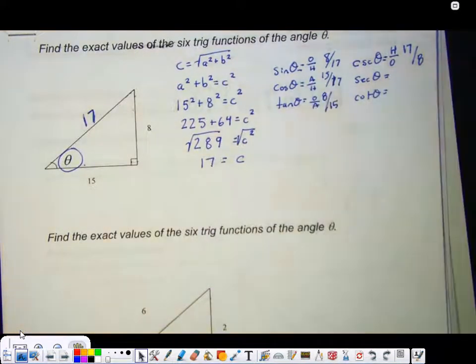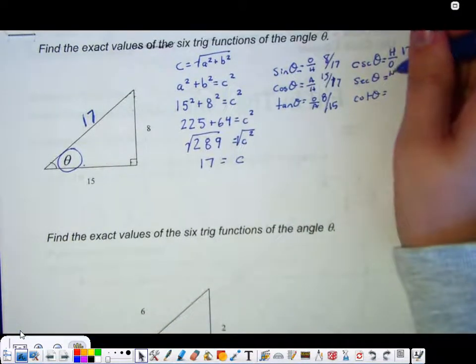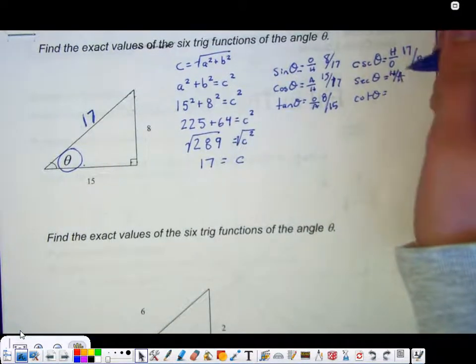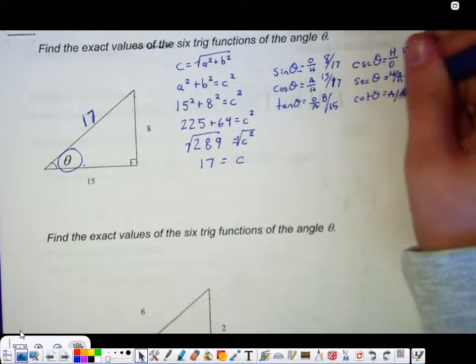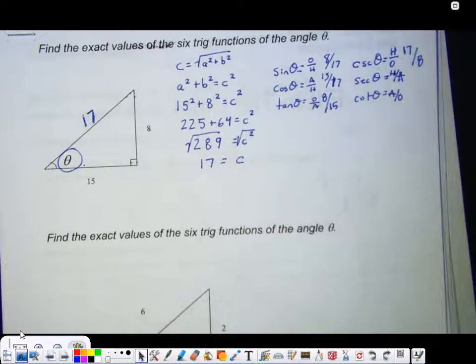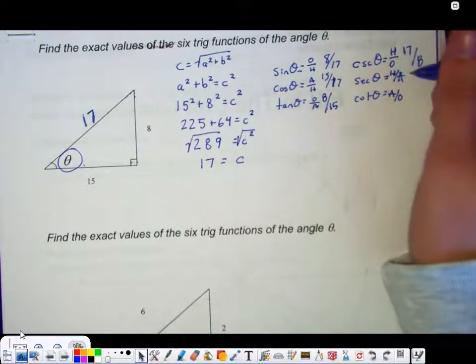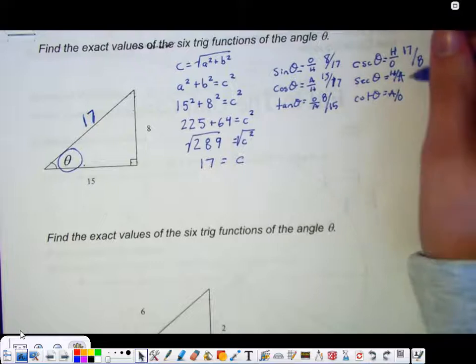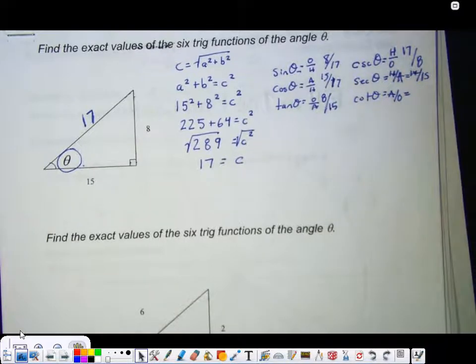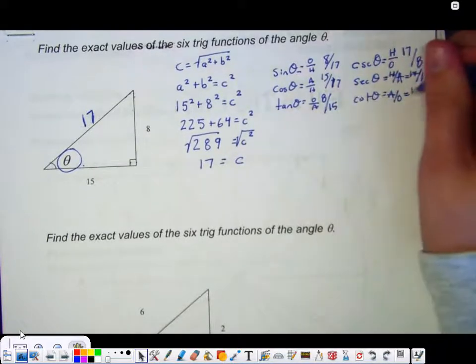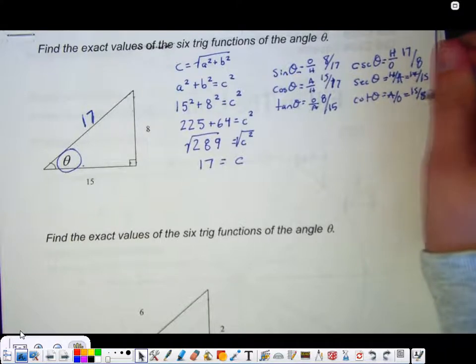So all I have to do is switch this. It's going to be h over a, like ha, and then the next one is going to be a over o. So all I have to do is switch the numbers from the last one. So this is going to be 17 over 15, and then I'll have to switch that again. This is going to be 15 over 8.